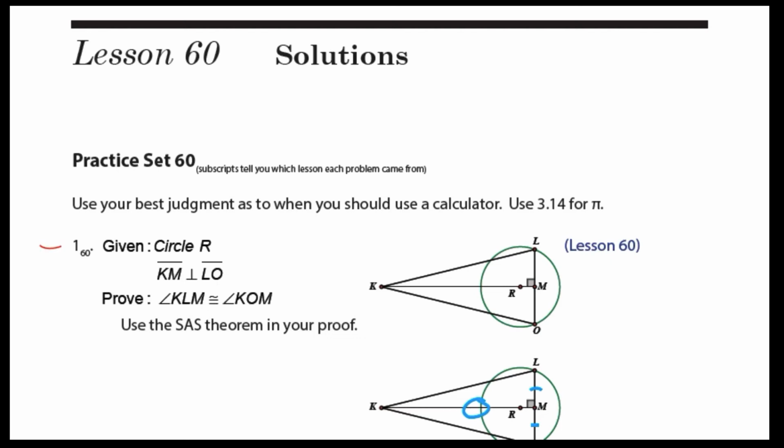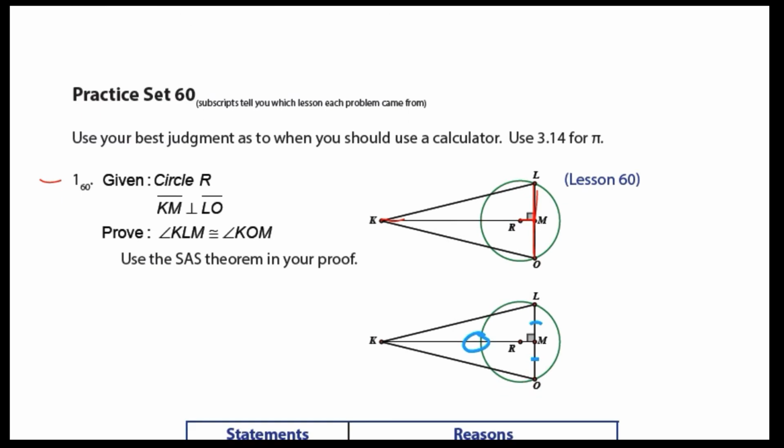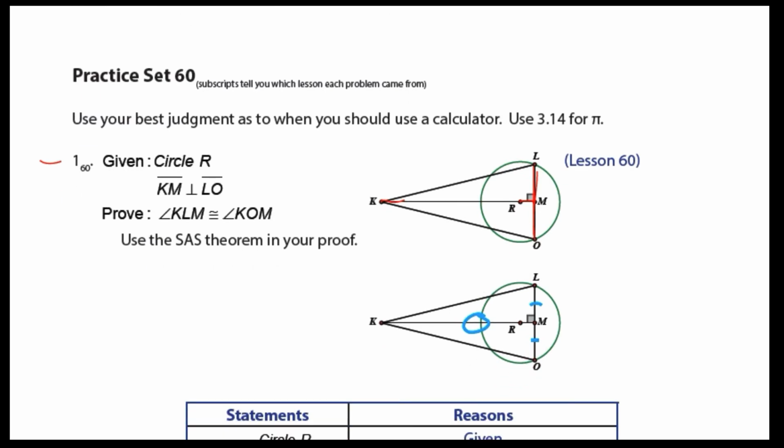Problem 1 in the lesson 60 solutions, we've been given that circle R and that KM, so from here to here, is perpendicular to LO. Prove that angle KLM is congruent to angle KOM, and use the side angle side theorem in your proof. That's also suggested there. And what are some things we can show on that?